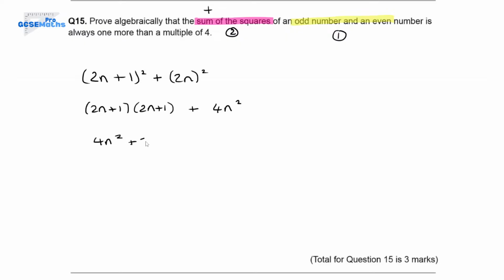4n squared plus 2n plus 2n plus 1. Just be careful that is a 1 at the end. Plus the other 4n squared. Now I'm going to collect the like terms. I get 8n squared plus 4n plus 1.